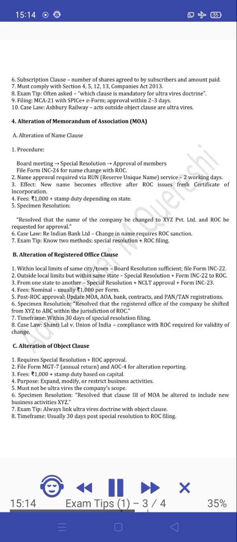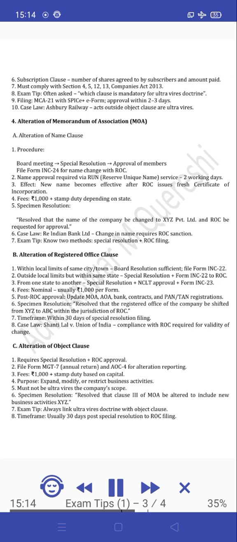4. Fees: 1,000 rupees plus stamp duty depending on state. 5. Specimen resolution: Resolve that the name of the company be changed to XYZ Private Limited and ROC be requested for approval. 6. Case law: Re Indian Bank Limited. Change in name requires ROC sanction. 7. Exam tip: Two methods. Special resolution plus ROC filing.